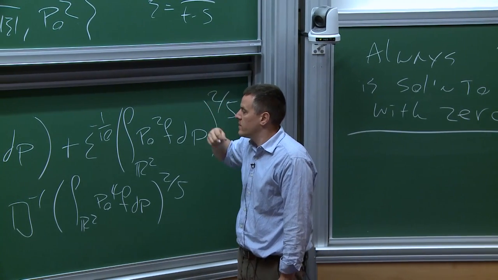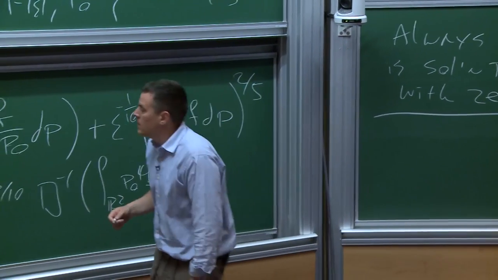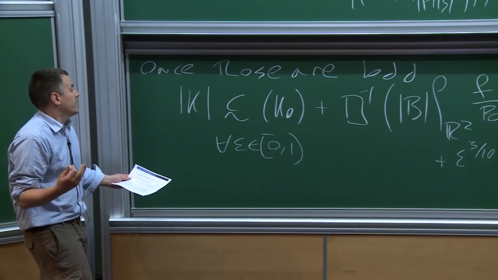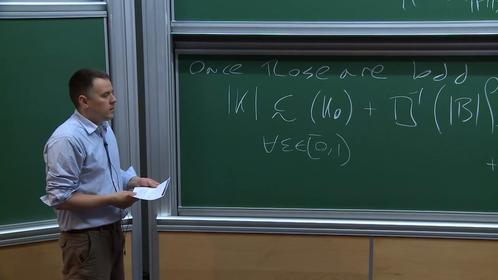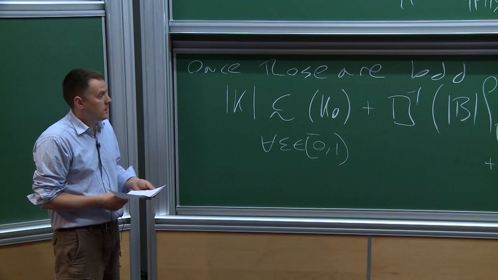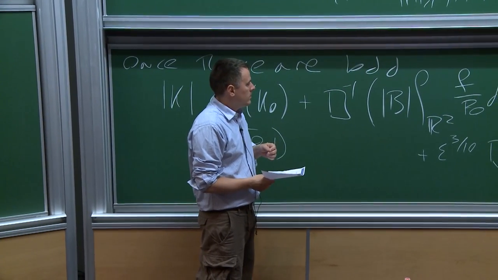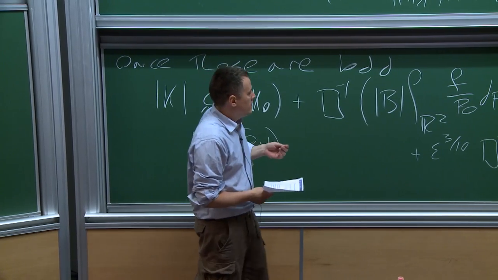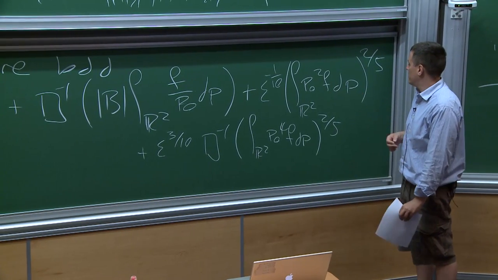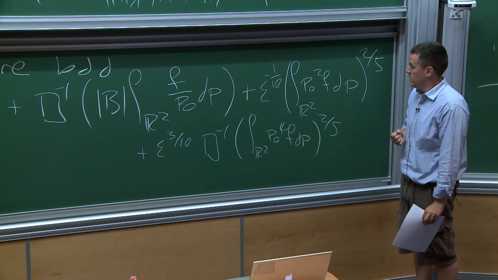So once these two quantities are bounded, you can work a little bit and get a bound like this, where this K0 is an integral of the initial data that I won't write down. It can be bounded by your assumptions on the initial data. And then you get box inverse of the absolute value of B times the integral of R2 of F over P, and then you get an arbitrary epsilon to the minus 1/10 times the integral P0F dP to the 2/5, and then you can also get an epsilon to the 3/10.